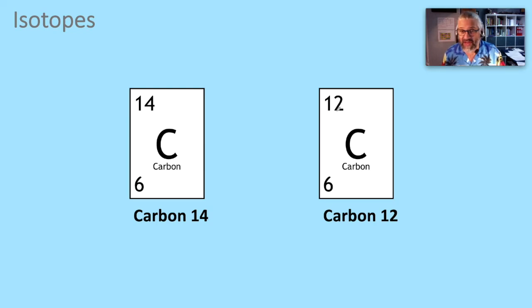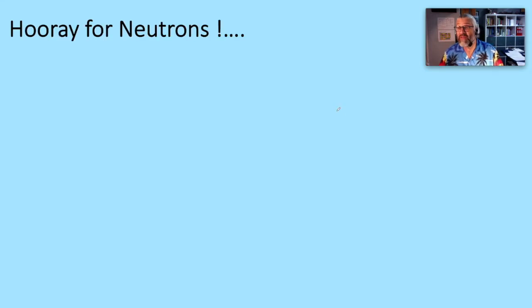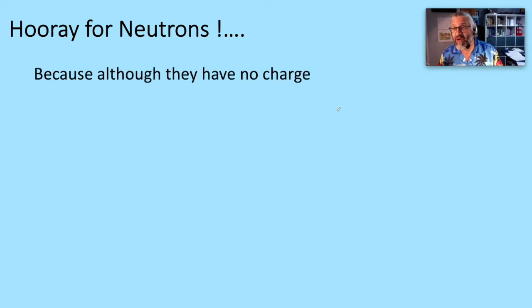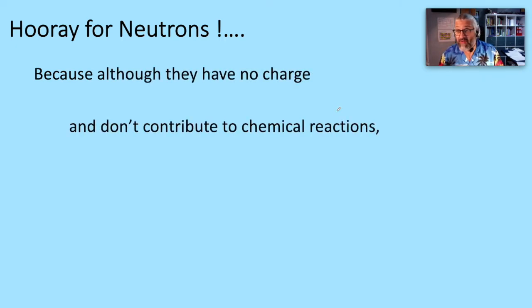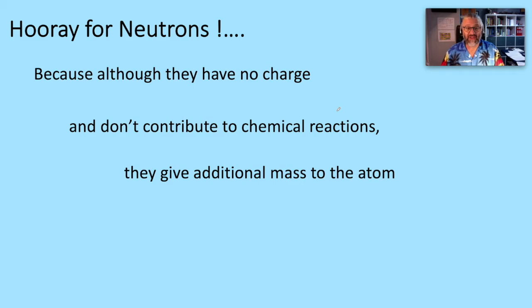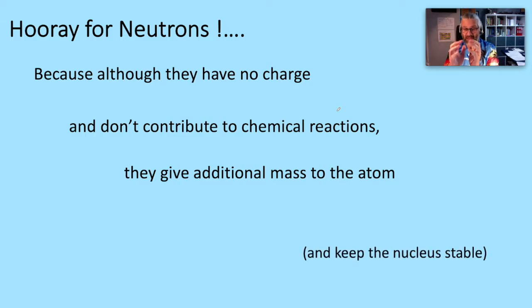So for the rest of this video I'm going to use the same way of describing isotopes. Okay, hooray for neutrons, because although they have no charge and although they don't have anything to do with chemical reactions, all of that happens in the electrons, it's the neutrons that give additional mass to the atom. And those of you that did some of the extension work on Tuesday, I think, will also know that the neutrons help to keep the nucleus stable and stop it from breaking apart radioactively.